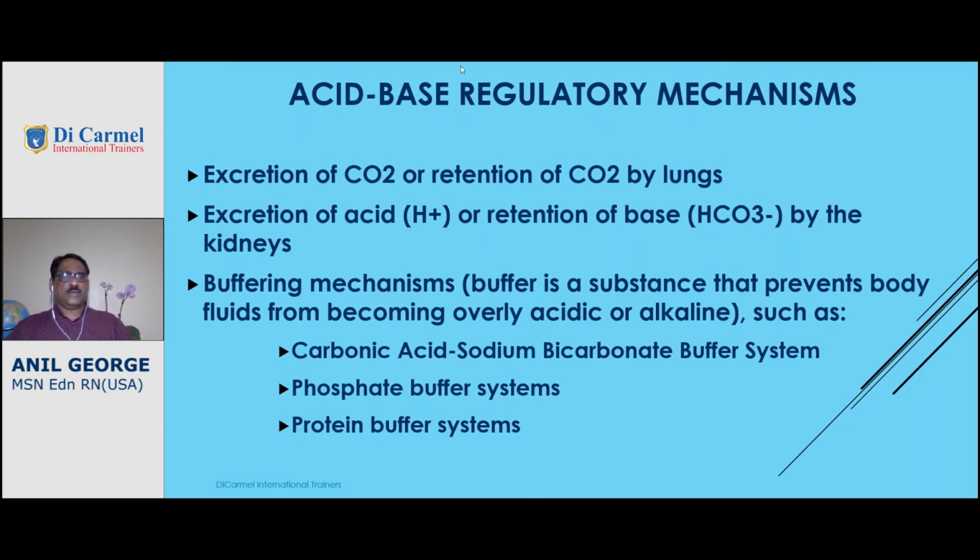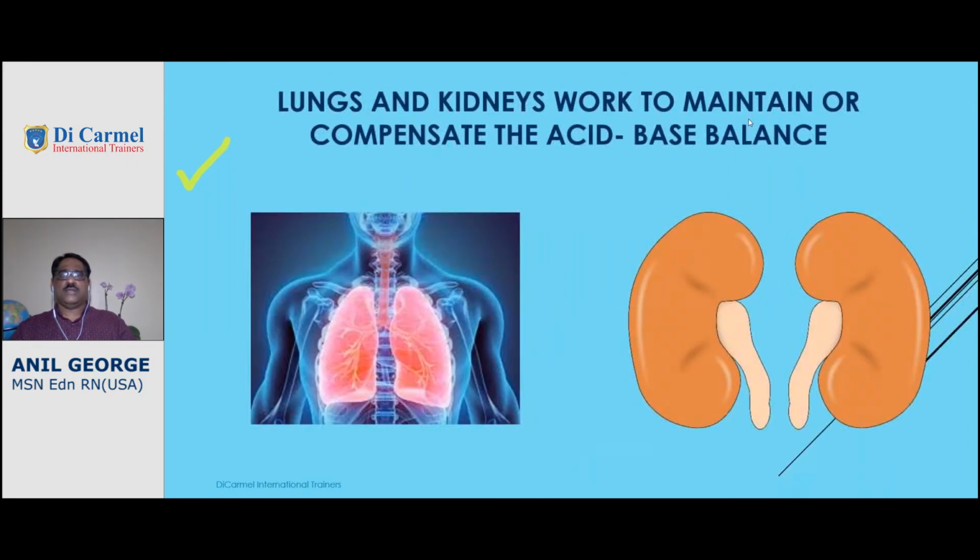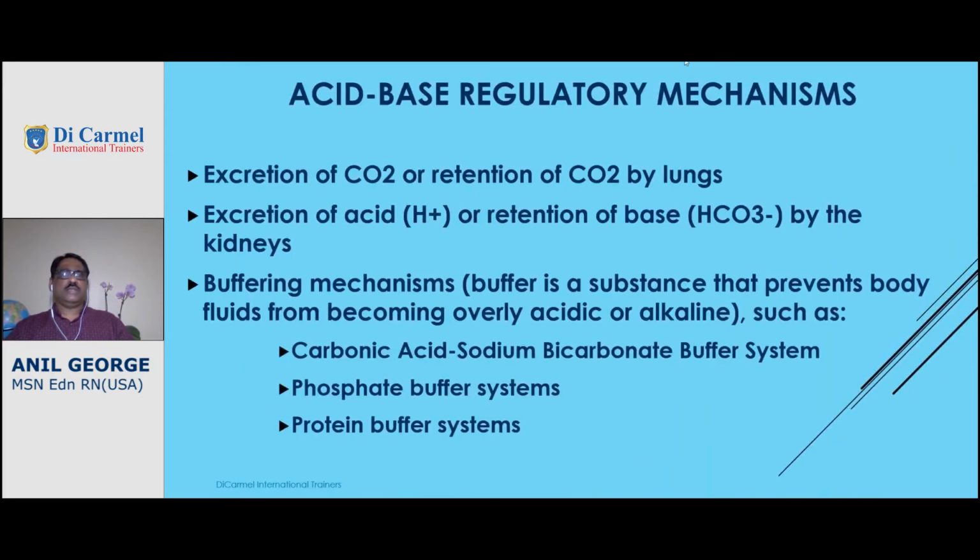There are three major mechanisms involved in this process. First, remember, the major organs involved are the lungs and kidneys. Those are the two major organs, and I'm going to show you right here. Yes, these are the two major organs. The lungs and kidneys work together to maintain or compensate the acid-base balance. And how do they actually do that? That's what is being explained here.